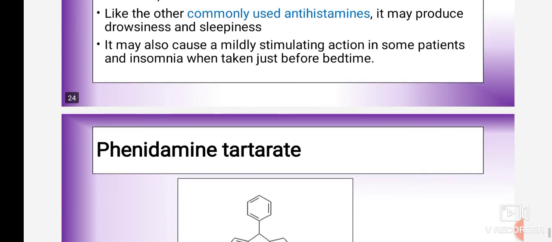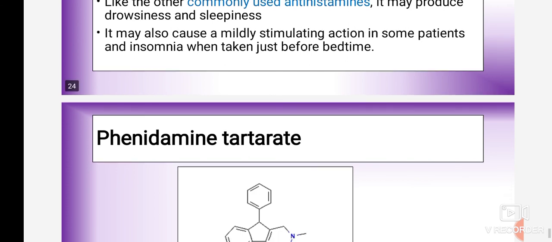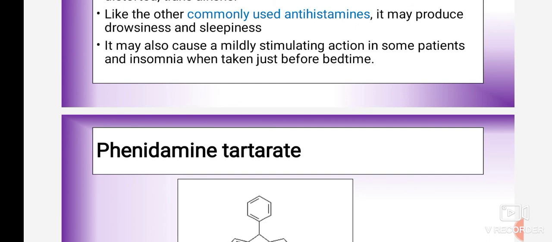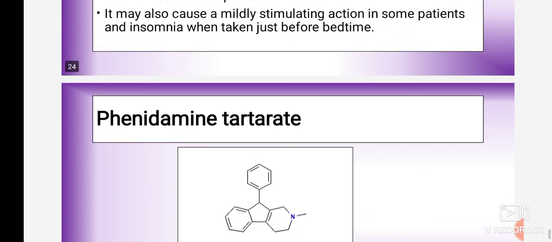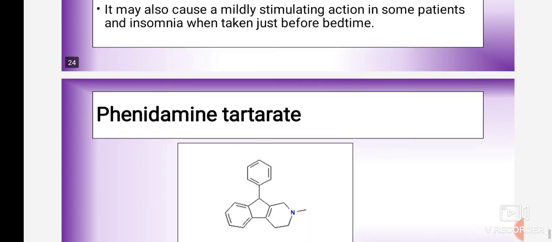Like the other commonly used antihistamines, it may produce drowsiness and sleepiness. Okay, as it is a first generation drug, it has some side effects, mainly drowsiness and sleepiness. It may also cause some mildly stimulating actions in some patients, and insomnia when taken just before bedtime. Okay, so administration time is also important. If the drug is administered just before bedtime, then it leads to insomnia. This is an important point related to the drug.